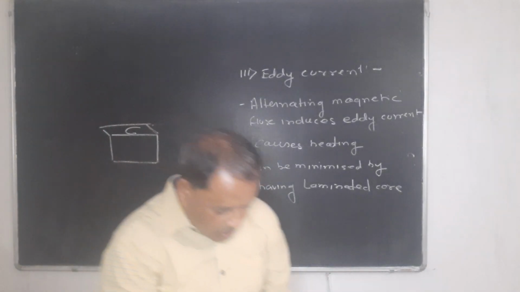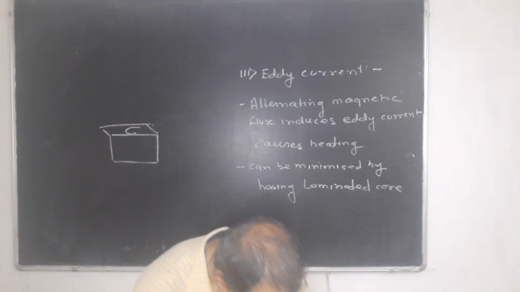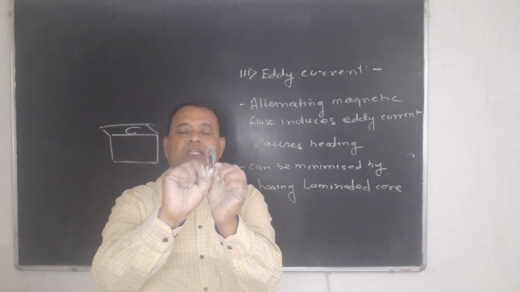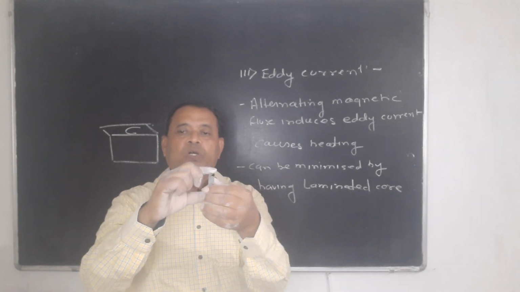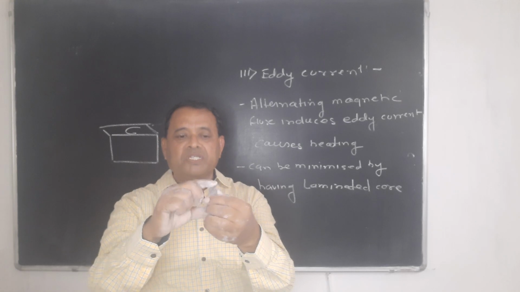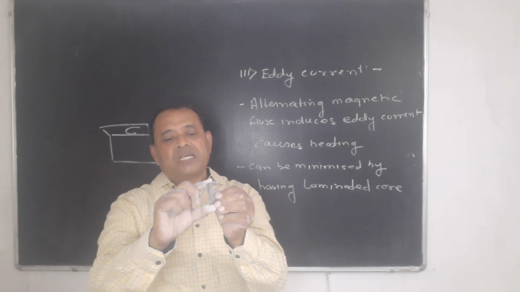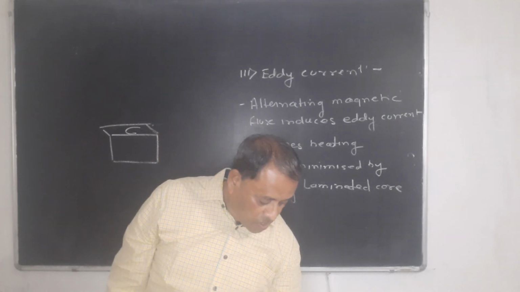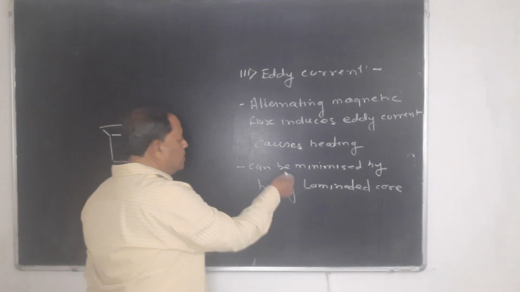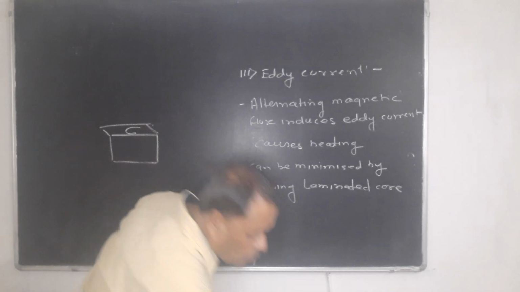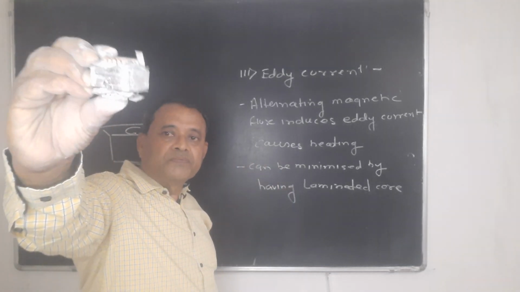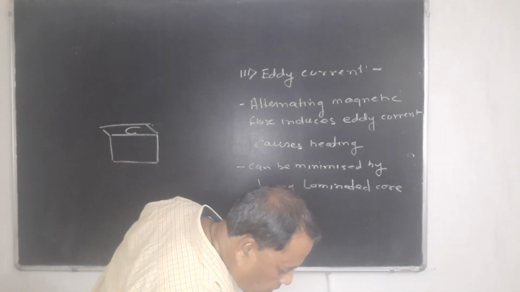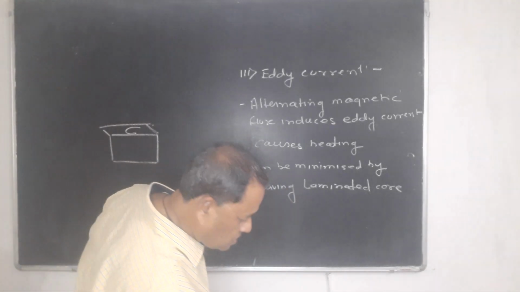Now again, these laminations are insulated from each other. So no current can pass. Even if the eddy currents are induced here, this eddy current cannot pass from one lamination to another lamination. So this can be minimized by having a laminated core. This is the core made by these laminations.